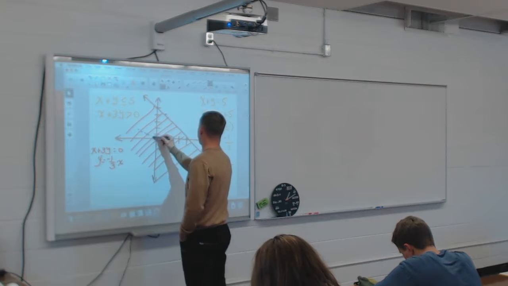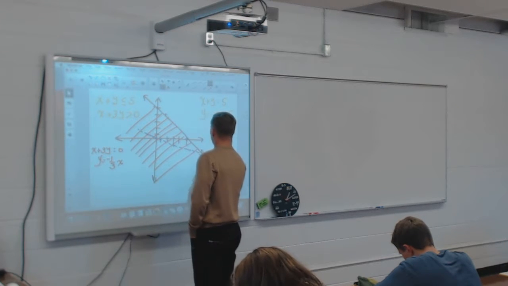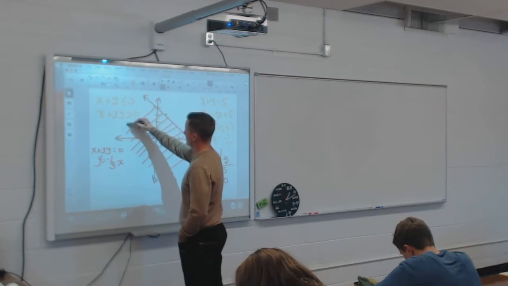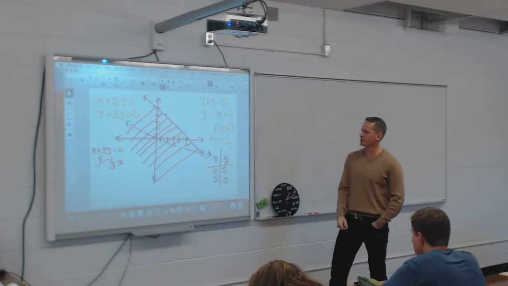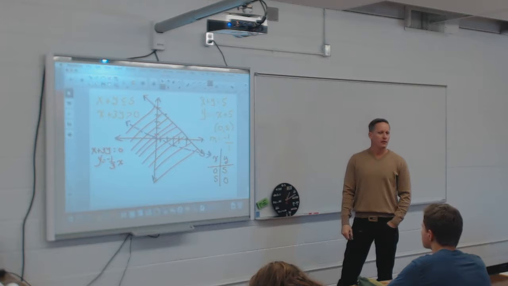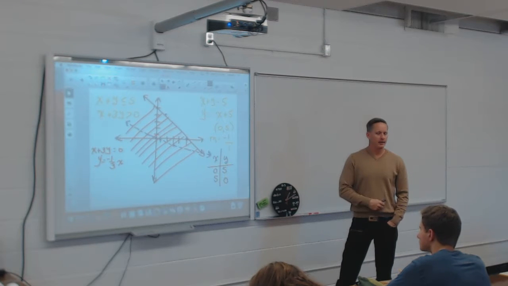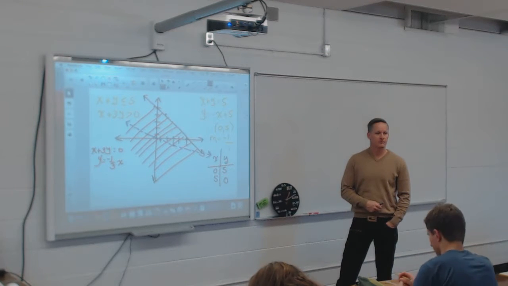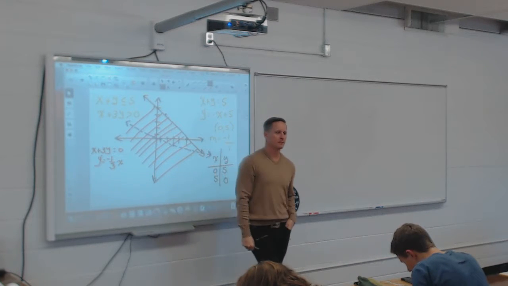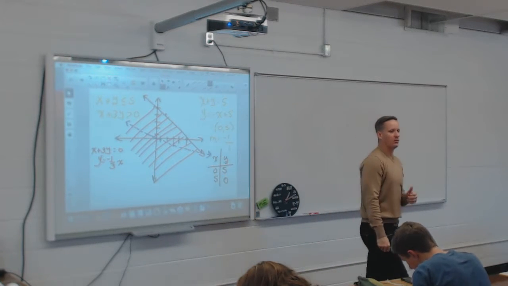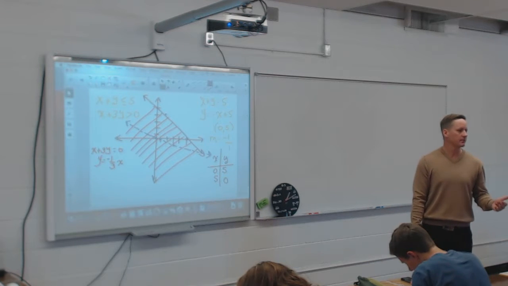Dash. I don't know if I drew that as a dash this morning, Jacob. Did I? Okay. So there's my dash line right there. Why dash? Because there's no equals to here. Oh, okay. So what's the next step?